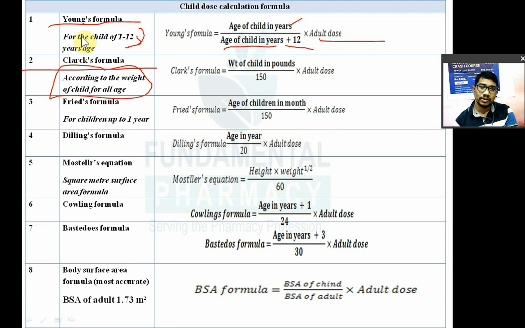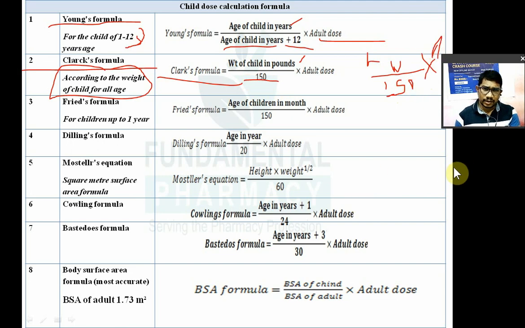So if weight is given, what is Clark's formula? Clark's formula is the weight of the child in pounds. Look here, it is pounds, so weight is given in pounds. Weight of child in pounds divided by 150, into adult dose. So Clark's formula: weight of child in pounds divided by 150 into adult dose.